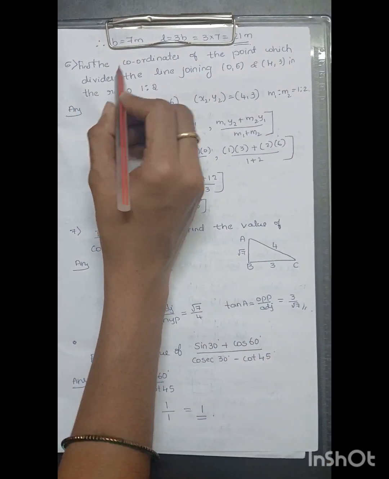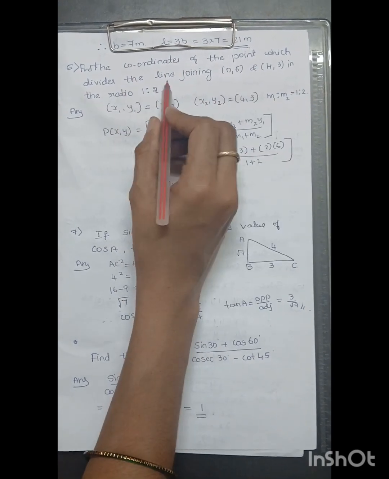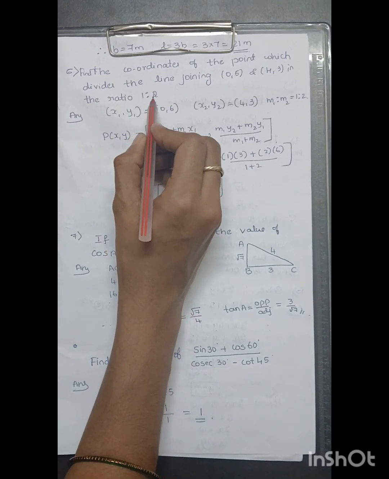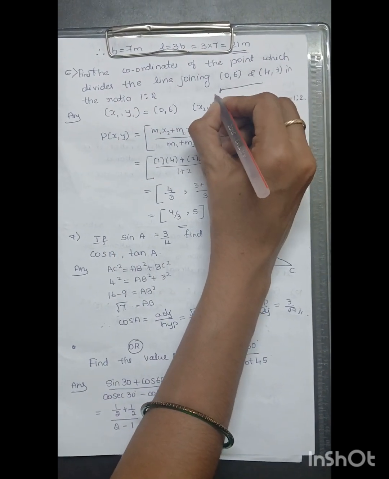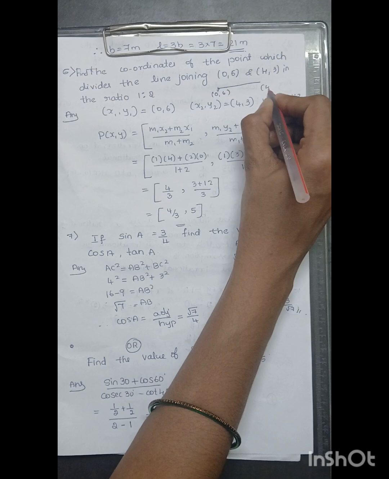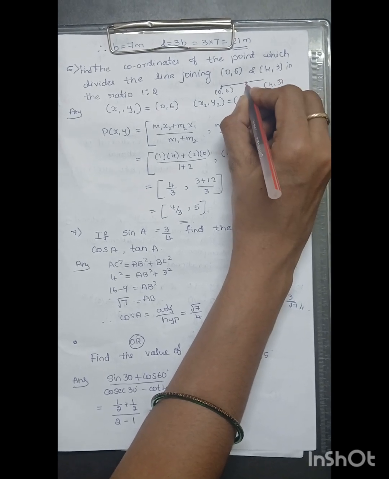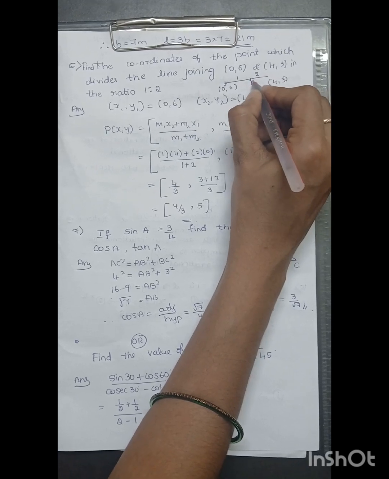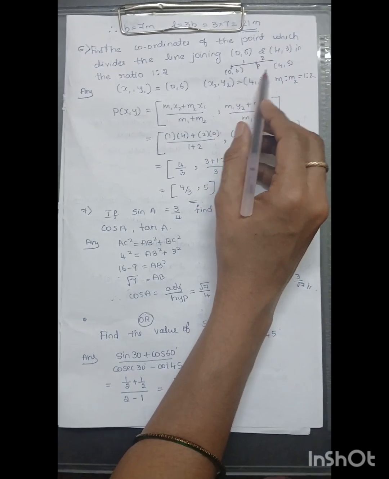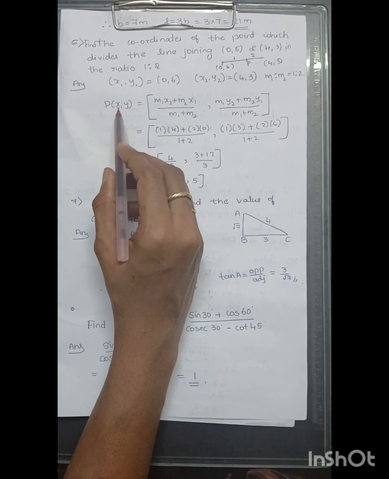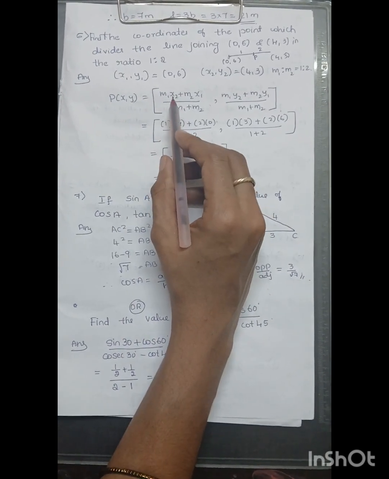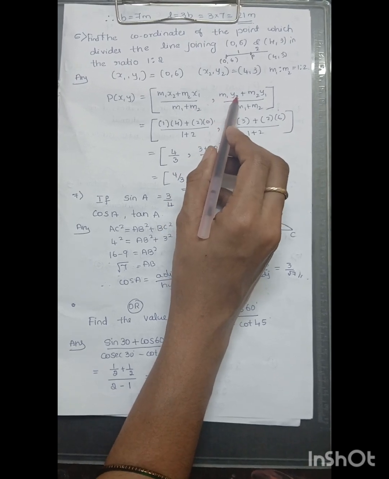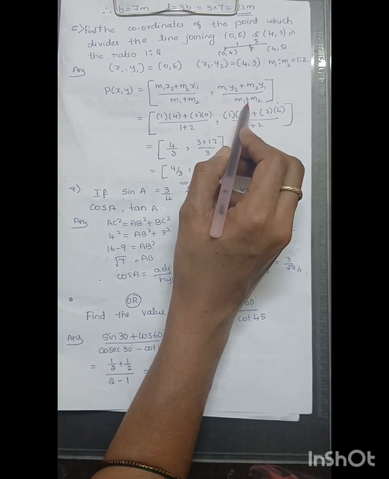Next question. Find the coordinates of the point which divides the line joining 0, 6 and 4, 3 in the ratio 1:2. That means 0, 6 is one point and 4, 3 is the other point. This line is divided by a point P in the ratio 1:2 given. We have to find this point. Here we are using the section formula. Section formula is P of x, y is equal to m1 x2 plus m2 x1 divided by m1 plus m2, m1 y2 plus m2 y1 divided by m1 plus m2.